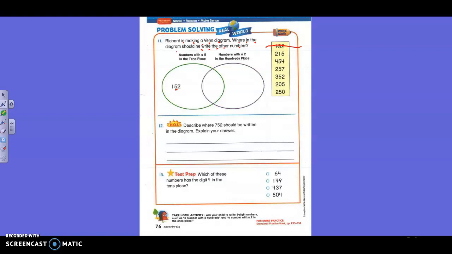Next, we're going to do 215. Okay, does 215 have the 5 in the tens place? No. Okay. Does it have a 2 in the hundreds place? Yes. So what circle am I going to put this in? Purple. 215 will go in purple. You don't want to write them too big because you're going to have more than one number in that circle, guys.